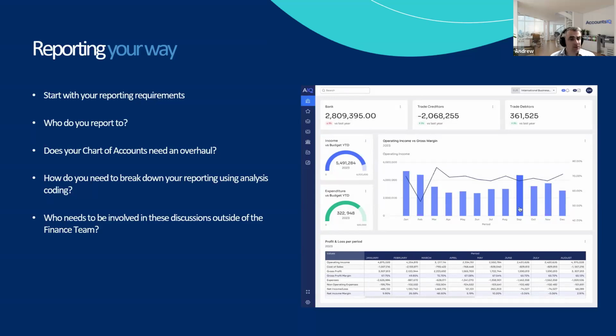And who needs to be involved in the discussions outside of the finance team? So the finance team absolutely need to own finance data. It's really, really important. You're responsible for it. You're in charge of producing the reports, but ultimately who's going to use those reports and how are they actually going to help the organization move forward? So real kind of key considerations when you're looking at just where are you at the moment.